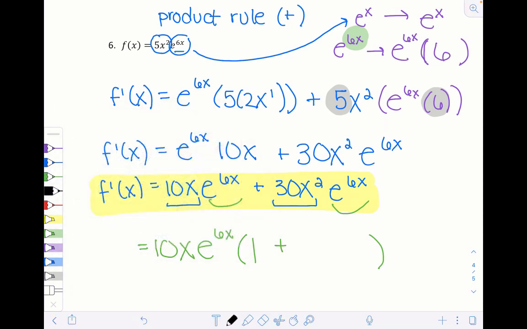and then just as a reminder too, when you're factoring, you're actually just dividing by. So what happens is you've got 10x e to the 6x divided by 10x e to the 6x, which is just 1. And then over here, divide, which would leave 3x. So that's another way to write the answer. Both would be correct derivatives.